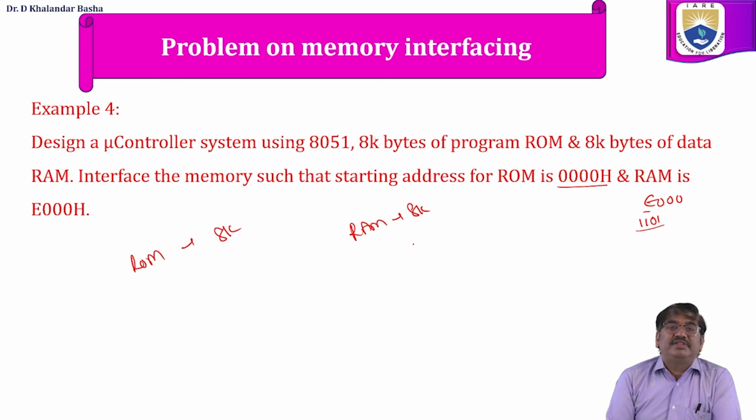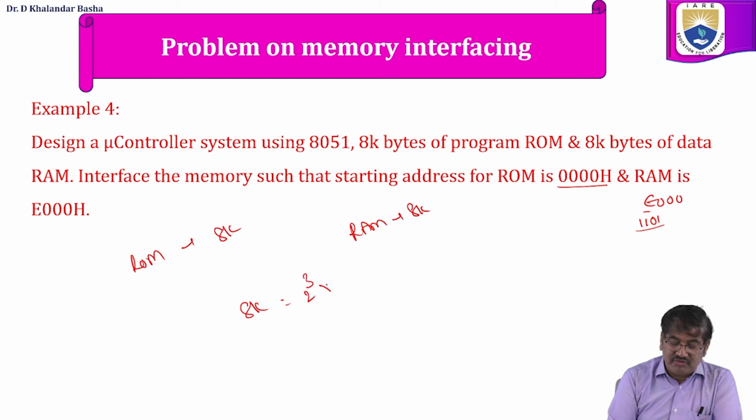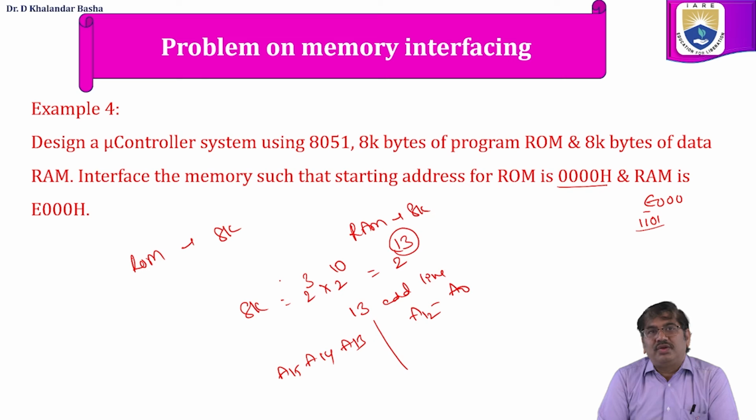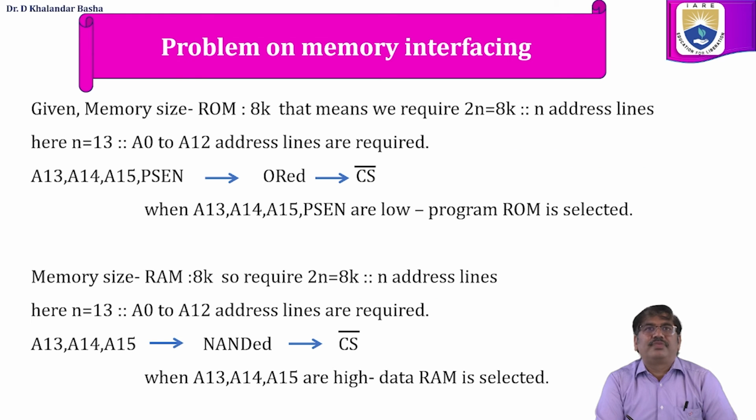As we see in both cases, the size of the memory is only 8K. So 8K we can write as 2 to the power of 3 into 2 to the power of 10, which is 2 to the power of 13. So 13 address lines are required. These address lines we will take from A0 to A12. What about the remaining address lines, that is A13, A14 and A15? These are used for the decoding mechanism for accessing the memory. We will use these address lines.